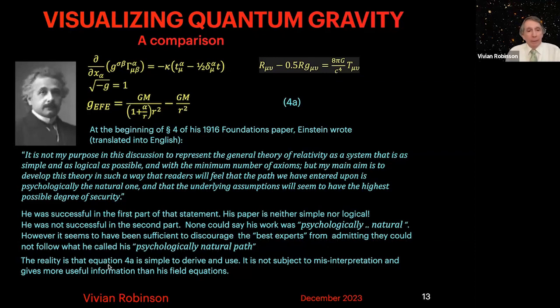The reality is that equation 4a is simple to derive and use. It is not subject to misinterpretation and gives more useful information than his field equations. In reality, the important term is this: combining his variation with Newton's inverse square law.